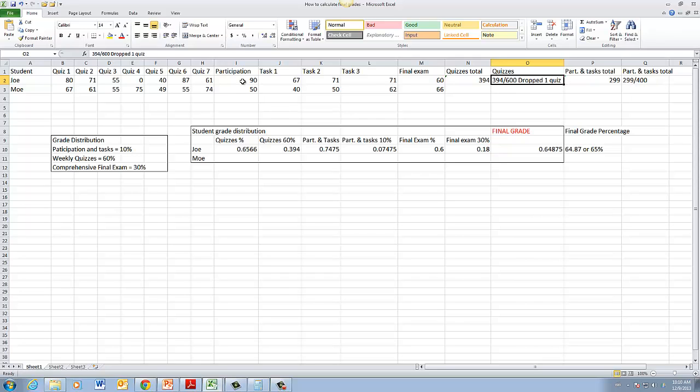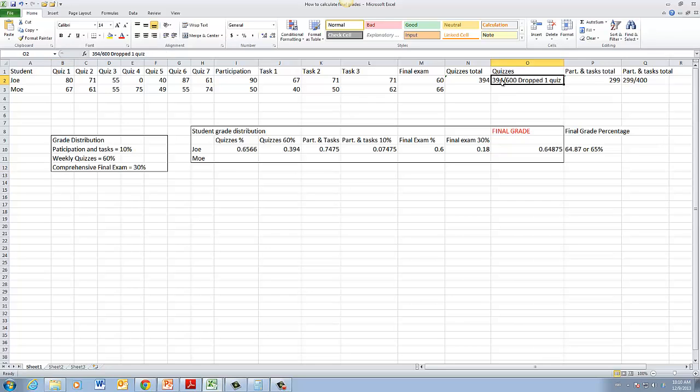The next thing I'm going to do is add up his participation in tasks, and I have them here, right? Participation 90, 67, 71, 71, and he got 299 out of 400, right? Because there's 4 different grades, 100 points each. And then Joe got a 60 on the final exam. So, the 3 different areas: participation in tasks, weekly quizzes, and comprehensive final exam. So let's look now at how to calculate it.